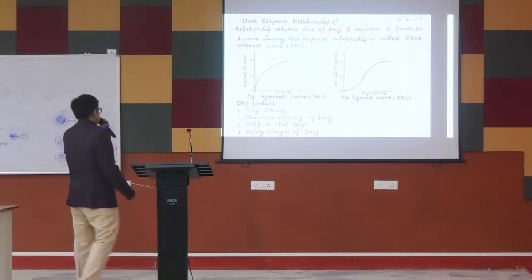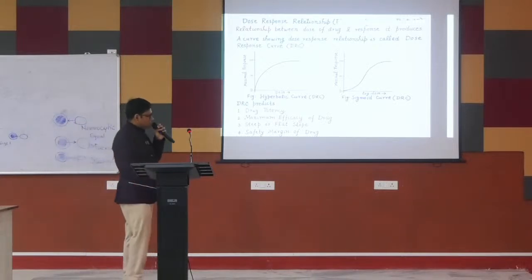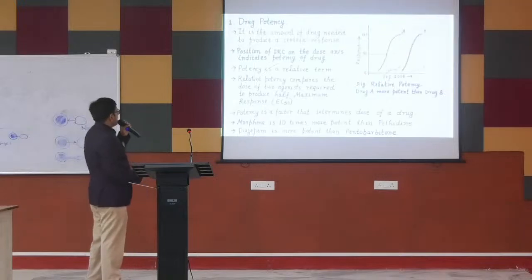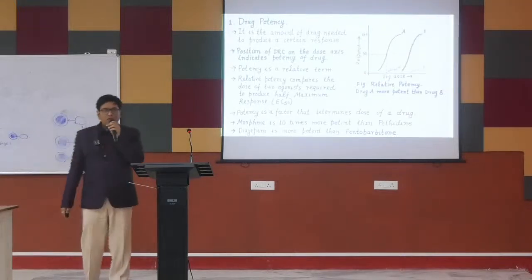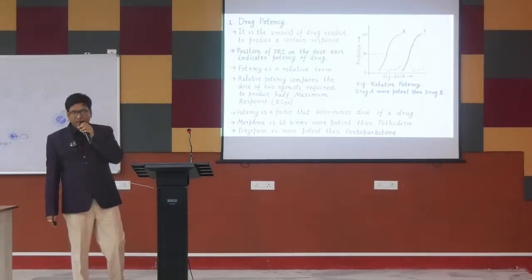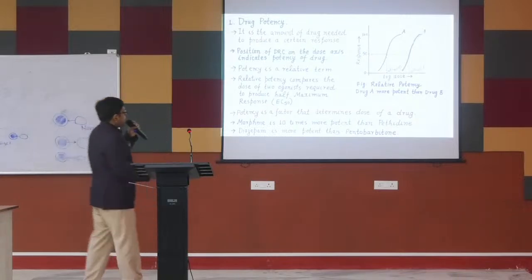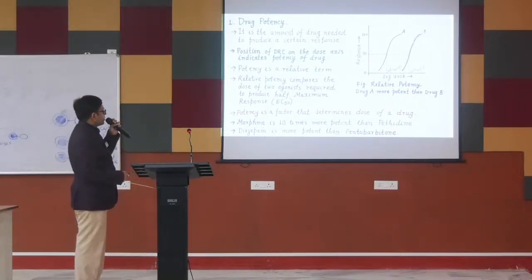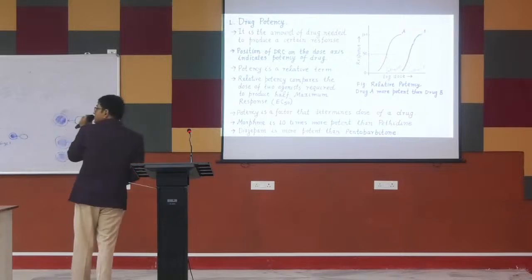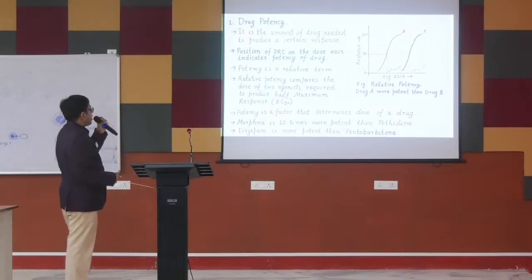Now, what information do we get from a dose response curve? First is the drug potency. What is actually drug potency? See, when you are plotting dose of the drug on the x-axis and response on the y-axis, you are getting a sigmoid shaped curve.